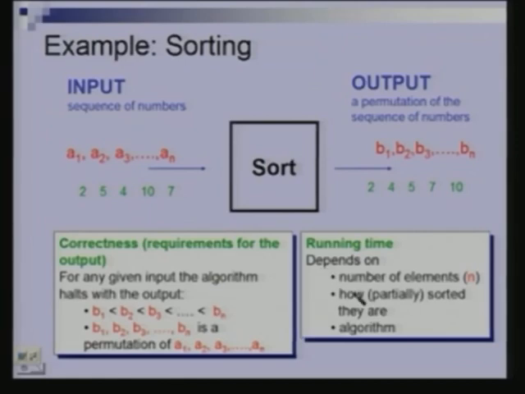Clearly the running time will depend upon how many elements there are, and quite often it depends upon how sorted these numbers were. If they were already almost sorted, then perhaps your algorithm is not going to take a long time. Of course, it also depends upon what particular algorithm you are using. So the running time would depend upon all of these factors.